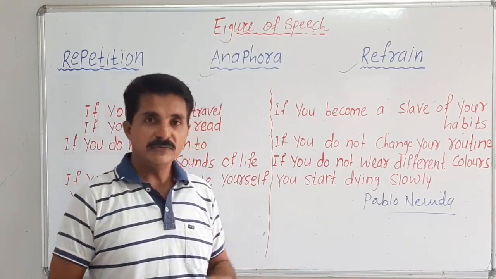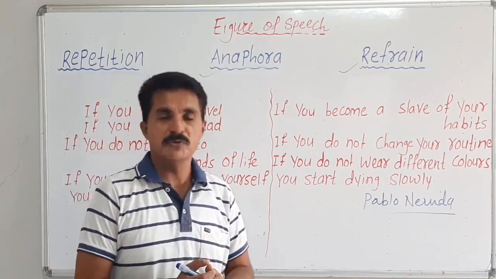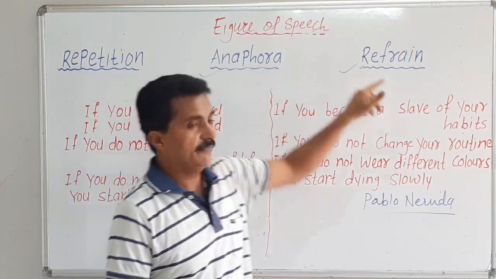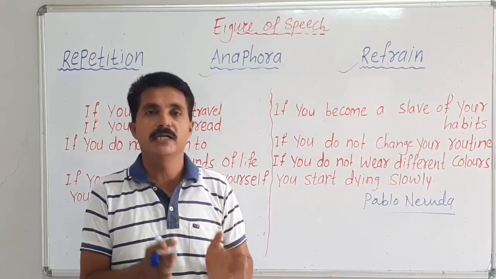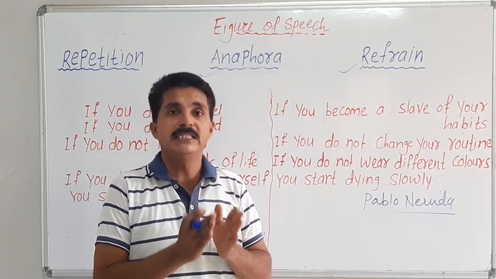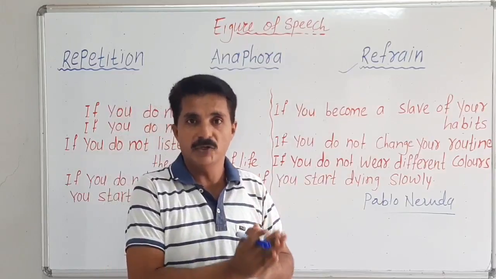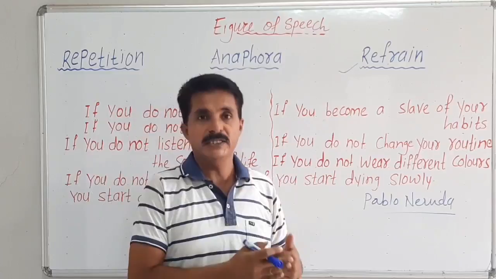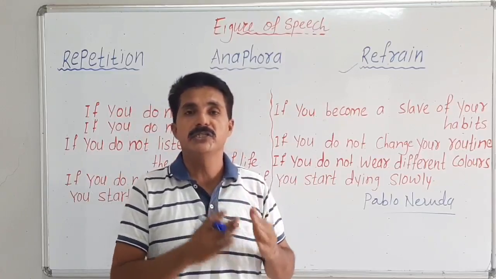Hello friends. Friends, we are going to begin with those figures of speech which are very confusing. For example, repetition, anaphora, refrain. All these figures of speech are very confusing. Why are these figures of speech confusing? Because there is repetition in each and every figure of speech. If there is repetition in each and every one, then how should we differentiate between them?